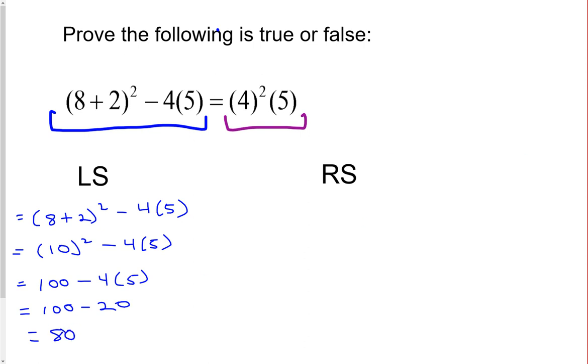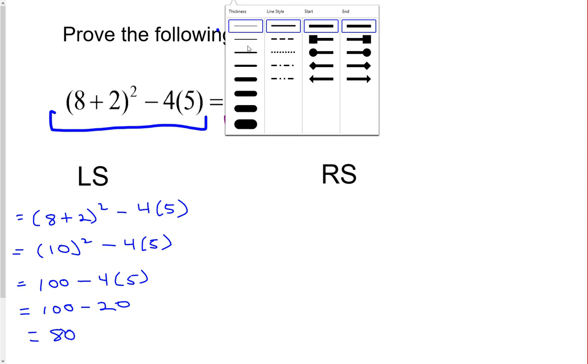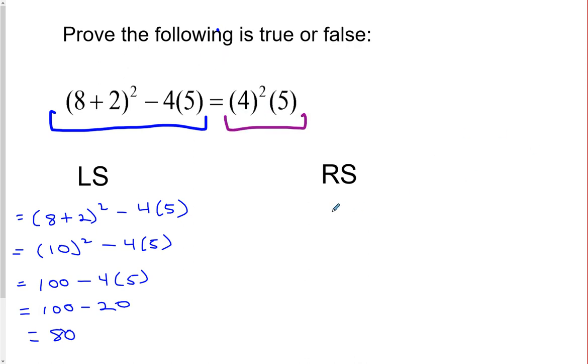Now I'm going to work with my right side. My right side is going to be 4 squared times 5. My BEDMAS rules again tell me I need to do my exponents first. It looks like that one works out to 80 as well.